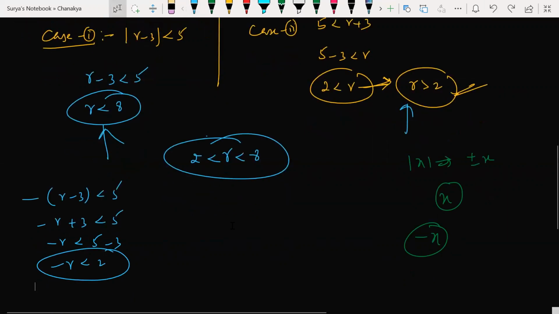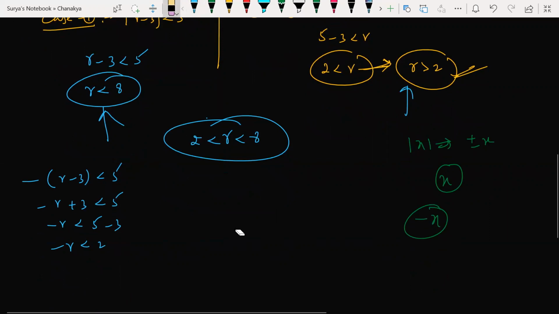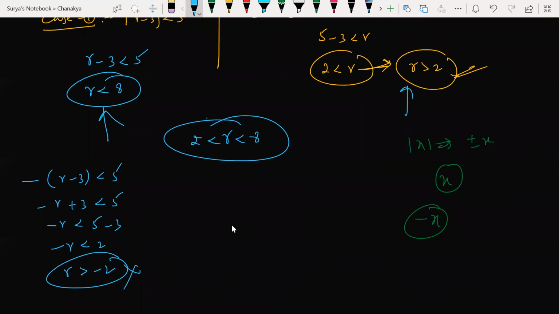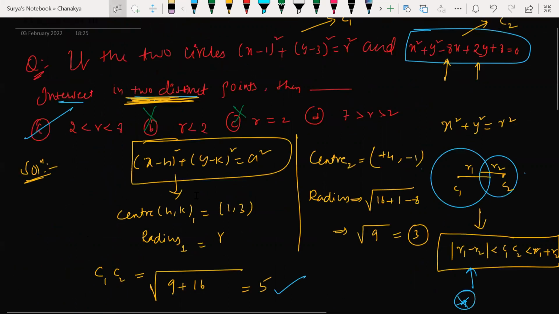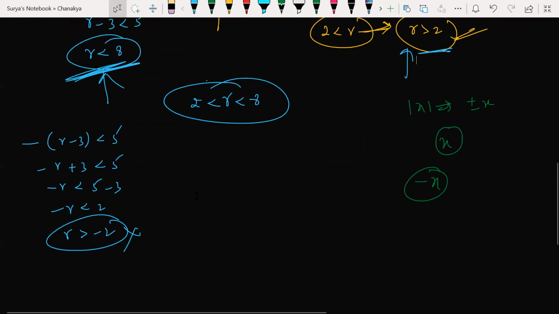I need to solve like this as well. Look at this here. Multiply the minus on both sides. So R greater than minus 2. Again, I'm not getting anywhere. So the only possible case is what here? R lesser than 8 and greater than 2. So R lies between 2 and 8. So which option is satisfying here? Option A. Clear? Any doubts, people? Guys, any doubts?